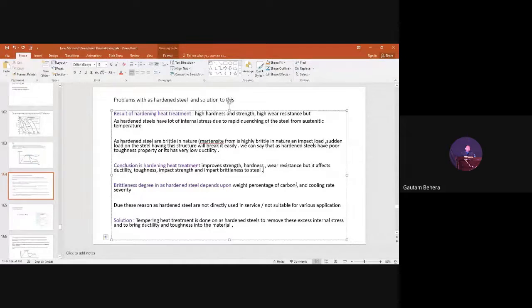And you all always have to remember, higher the hardness of a material, higher the wear resistance, right? So hardened steels have high hardness and high wear resistance, and they have high strength, meaning yield strength and tensile strength, right? So you people have understood now what is the problem with the hardened steel, or after hardening, what is the problem?